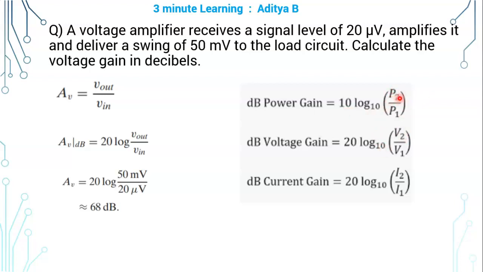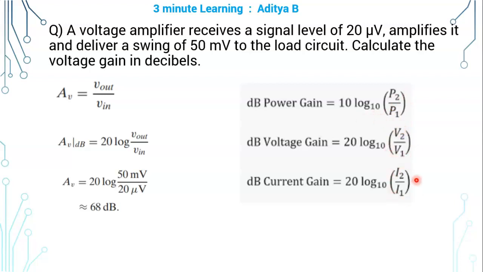So you can replace P2 by V2 square and P1 by V1 square, or you can replace P2 by I2 square and P1 by I1 square, considering normalized resistance R equal to 1 ohm. In that case, you are going to get 10 log of I2 square by I1 square to the base 10, which is going to become 20 log of I2 by I1 to the base 10.